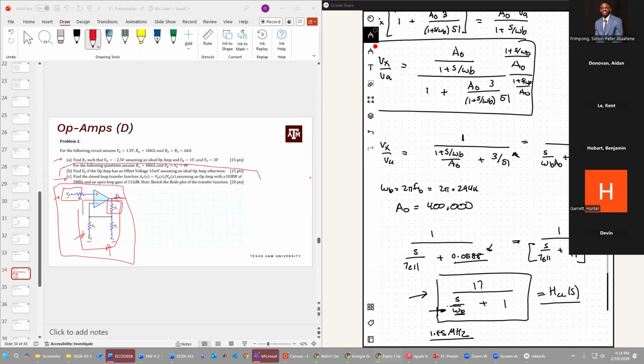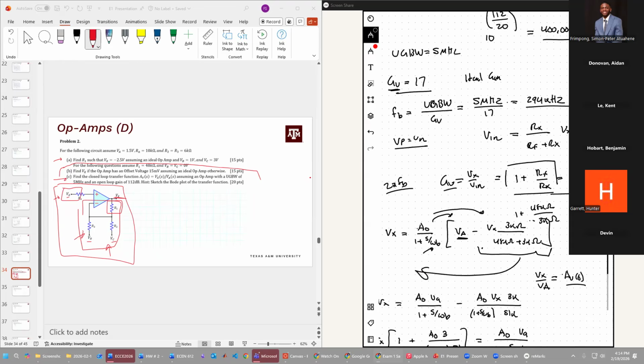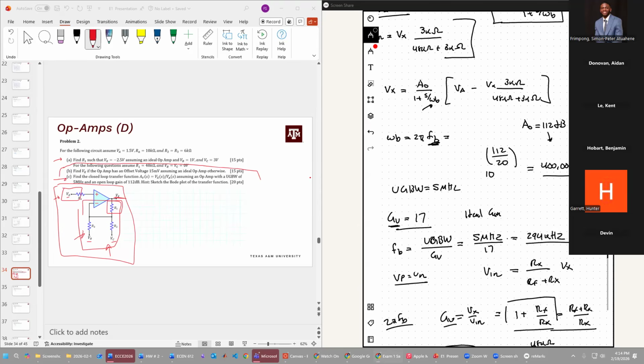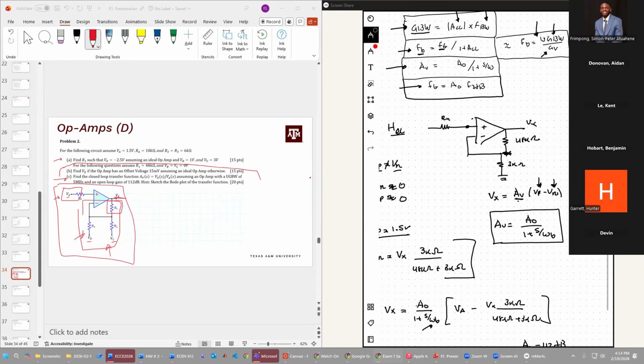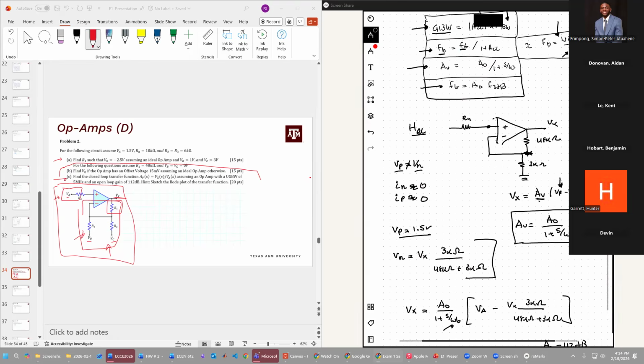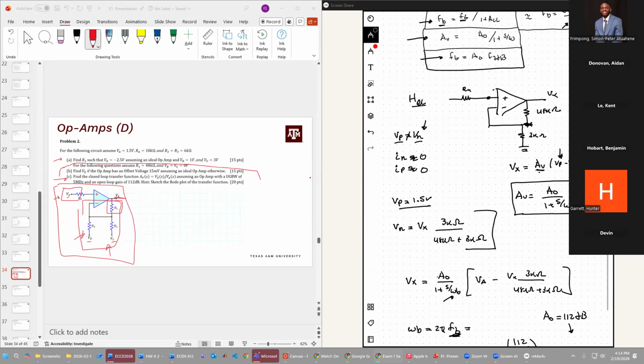But just to summarize the process and the procedure to tackling this, first and foremost, recognizing that this is a non-ideal case for the op amp. So you can't assume that the VP and VN are going to be equal to each other. That's important. Also, you have to have these equations memorized, understanding that when the op amp isn't ideal, the output voltage is equal to the gain of the op amp times VP minus VN.